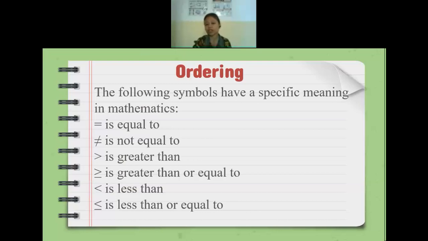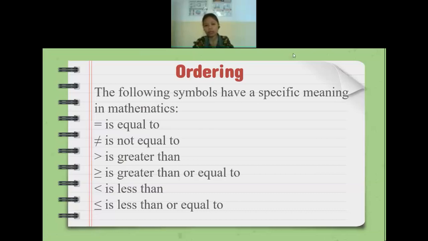This is the sign for equal to, and the second one is not equal to. This is for greater than, this is greater than or equal, this is less than, and this is less than or equal. Please get used to all of these signs because later we will meet this kind of question a lot, especially using algebra. So please try to keep up and memorize. I think you already got used to it since grade 8, right? Or is there anyone still confused about which one is greater than and which one is less than?